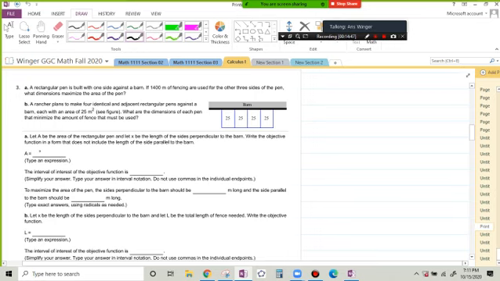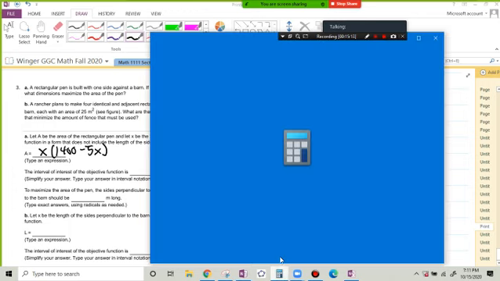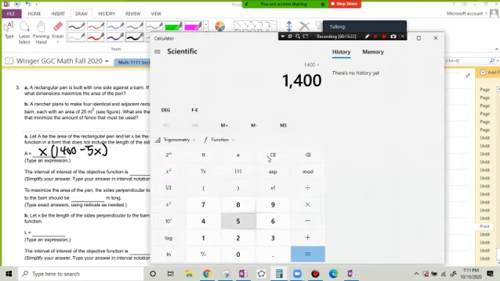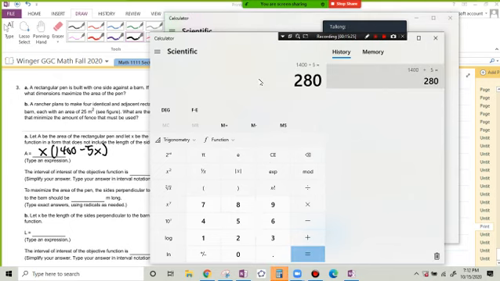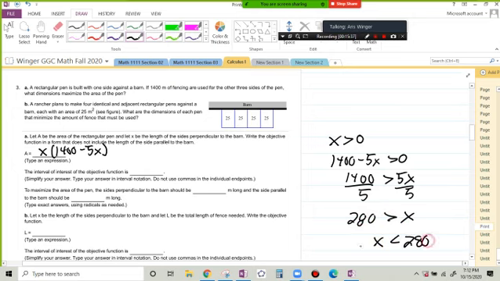The interval of interest, well, we have this now, is X times 1,400 minus 5X. We need X to be positive, and we need 1,400 minus 5X to be positive. So we just solve for x there. 1,400 is bigger than 5x. Divide both sides by 5. 1,400 divided by 5 is 280. So X is less than 280, bigger than 0. Interval notation, 0 to 280.